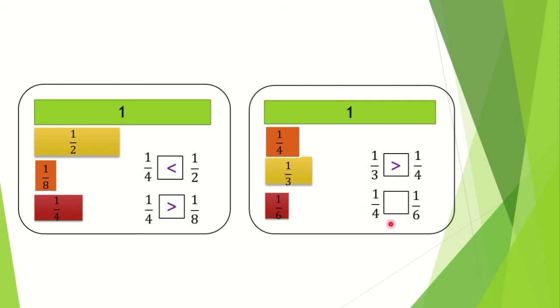Okay, let's see this one. Fourth, what about sixth? Is it smaller than, greater than, or equal? Perfect. Fourth is greater than sixth. Again, smaller number in denominator, greater number in a fraction. Perfect. So let's see another type of questions.